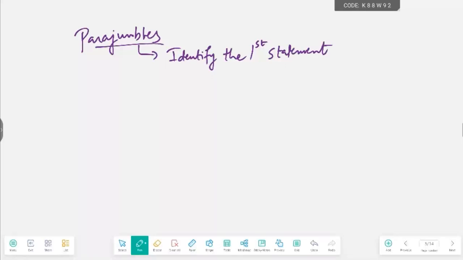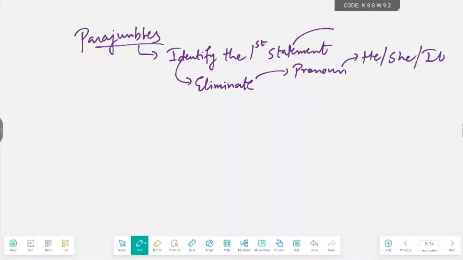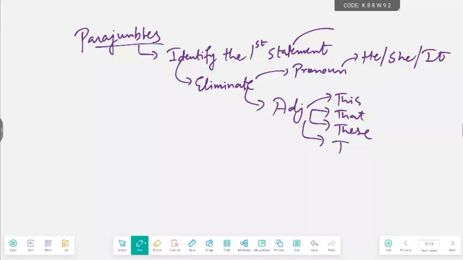The first thing that we need to do is identify the first statement. How do we do that? As we have discussed in our previous lectures, we eliminate the statement which has a pronoun or an adjective in it. For example, we eliminate the statements which have a pronoun in it.